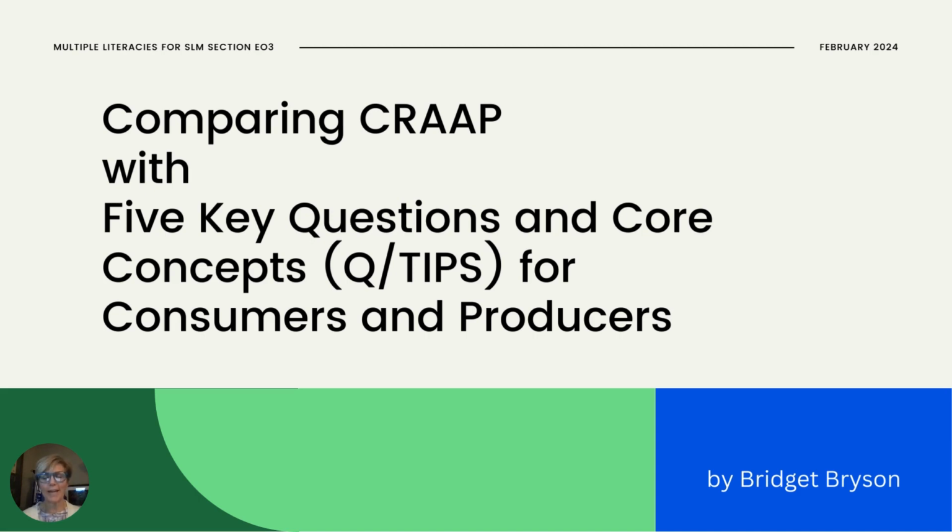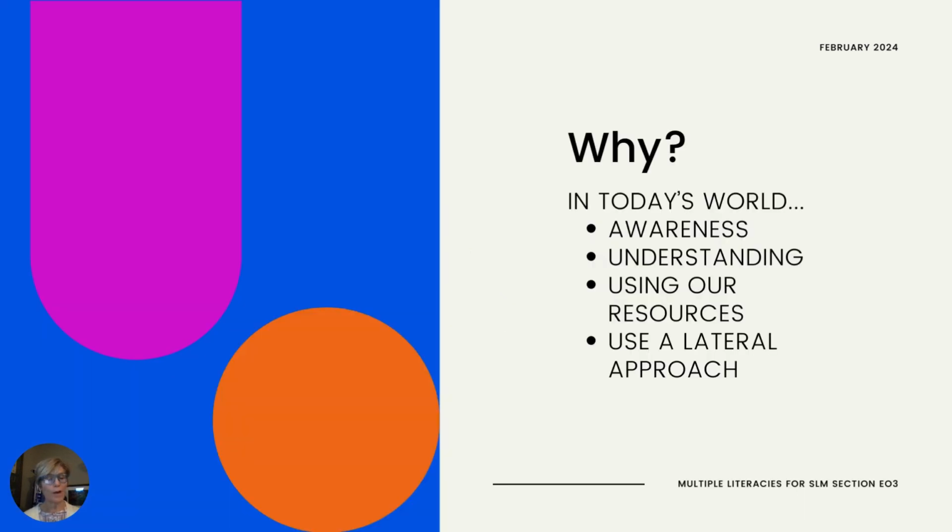Today, we're going to look at how we evaluate our online resources. Specifically, I'm going to be comparing the CRAP method with 5 key questions and core concepts, also known as Q-tips. So, why are we doing this?